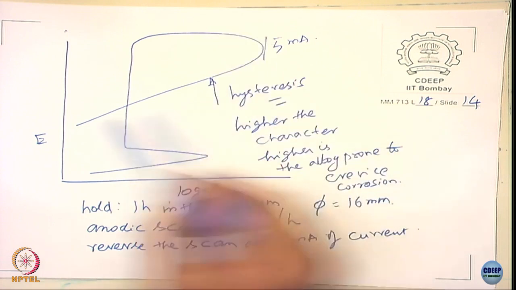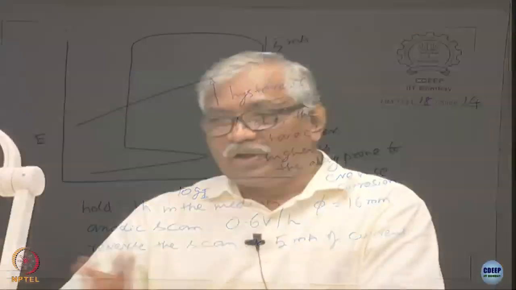So this hysteresis is an indication. You compare different alloys like alloy C276 or maybe 304 and see how the newly developed alloy performs. 304 of course is not an alloy meant for crevice corrosion resistance. C276 is supposed to be one of the best alloys from the crevice corrosion resistance point of view. So this is how we can do it, but you can always have several variations. You can carry out a potentiostatic test, and basically you have a crevice and see how the crevice affects the electrochemical parameters.